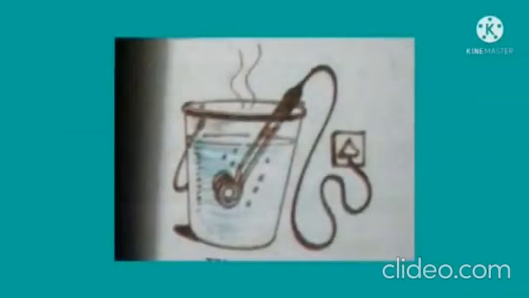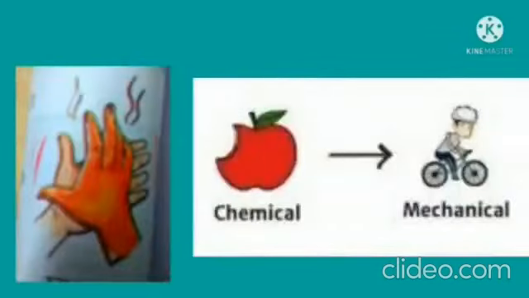Examples: in an electrical heater, electrical energy is converted to heat energy. In a gas stove, chemical energy is converted to heat energy. In rubbing palms, mechanical energy is converted to heat energy.